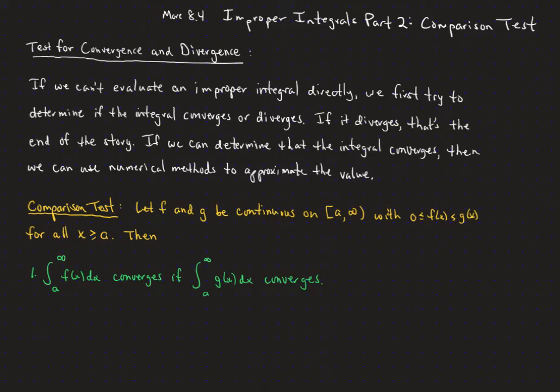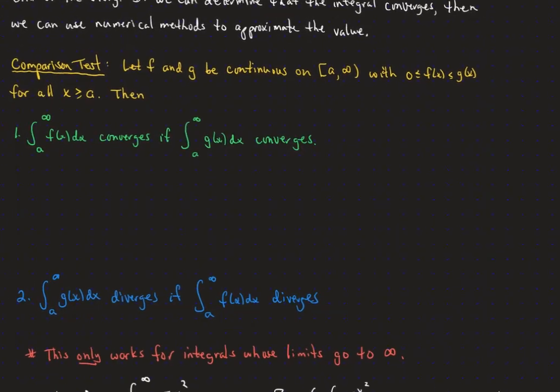If we can determine that the integral converges, then we can use numerical methods if we really need to know what the value of the integral is. For us, mostly we'll just be trying to determine: does it converge or diverge? So an important tool in this is what's known as the comparison test.